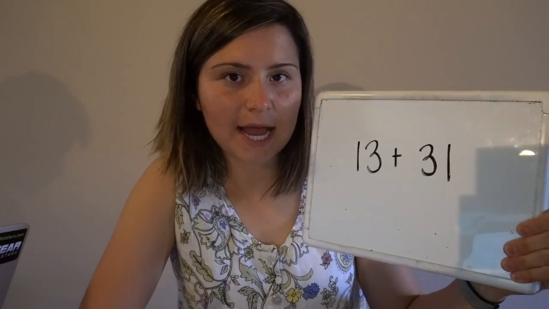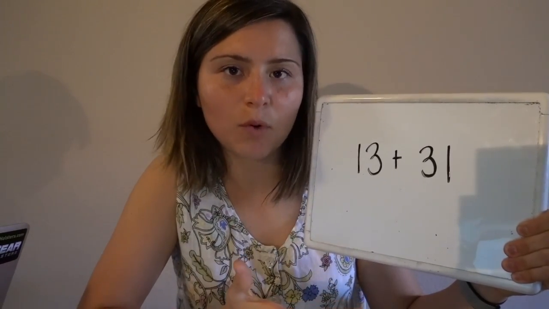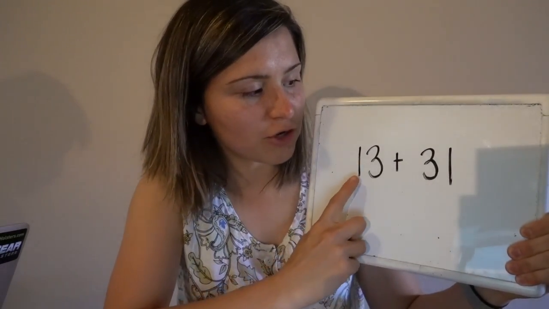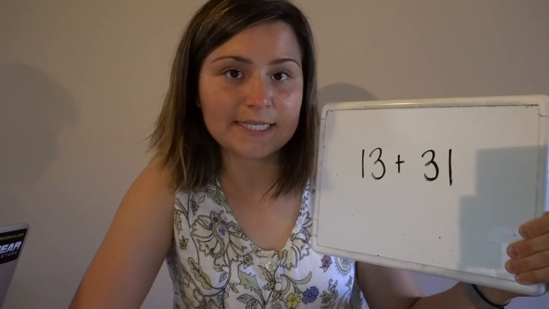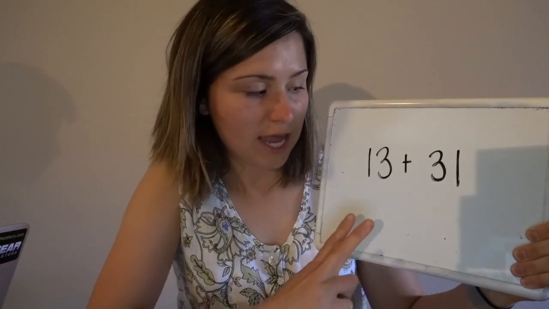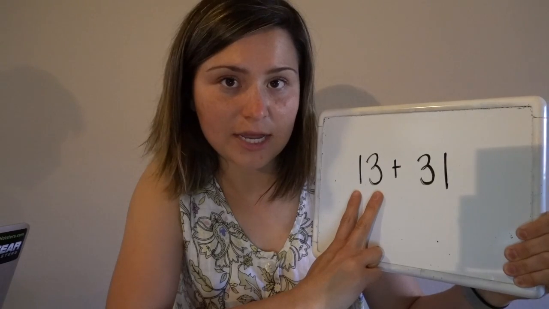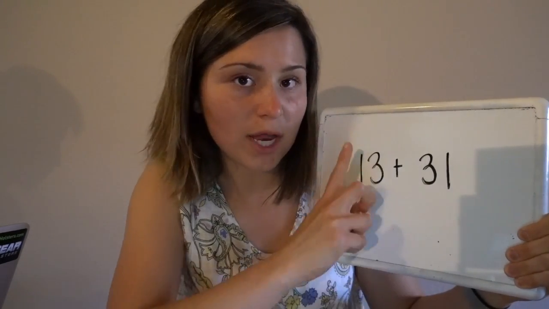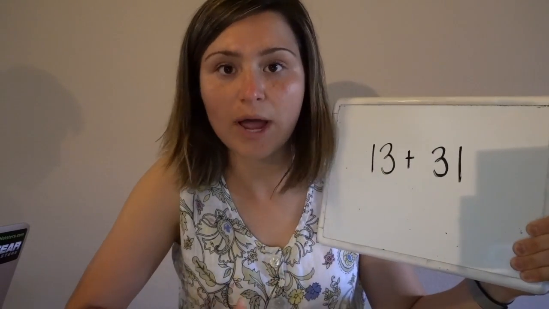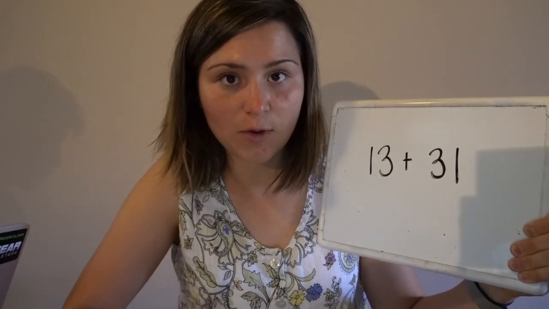Before I solve this, I actually want to think to myself why it's important to know place value, because 13 and 31 are actually very similar. The only difference is that their place values are switched. If I switch the 1 and the 3 with each other, it would become 31. If I switch 31, it would become 13. And this is why it's important to know place value.